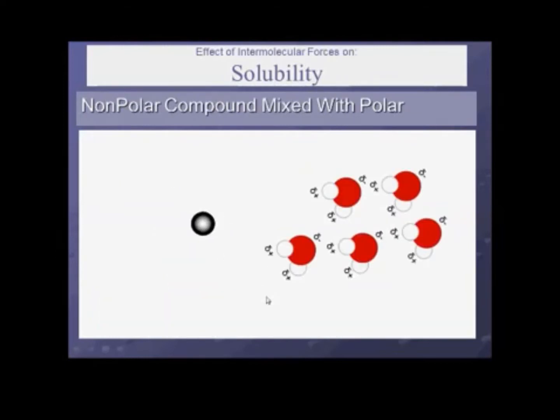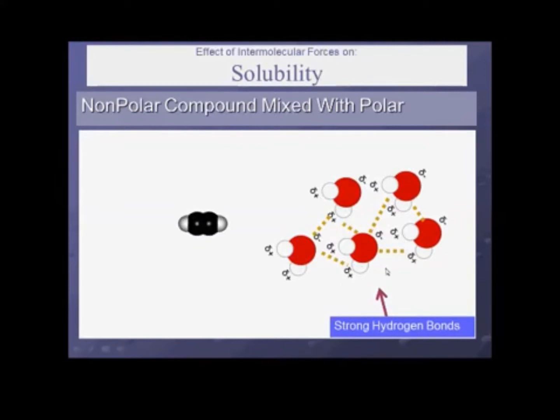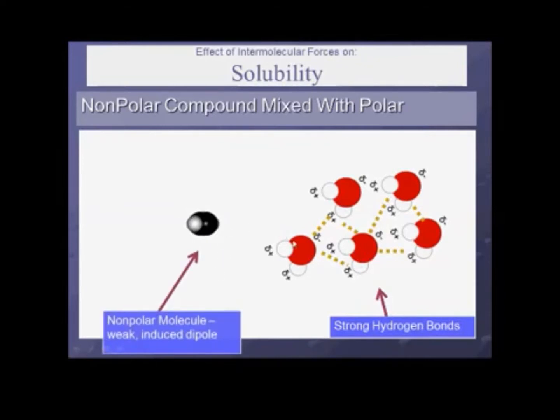But what if we tried mixing something nonpolar with something that is polar? Here we have some water molecules. Here we have a nonpolar ethylene molecule. Now, if we consider what's going on with the water molecules, these guys are all held together by hydrogen bonding, so they are very attracted to each other. On the other hand, we have our nonpolar ethylene, and since it's nonpolar, well, it is attracted to the water molecules, but it's a very weak attraction. It's just dispersion forces or maybe some induced dipole forces.